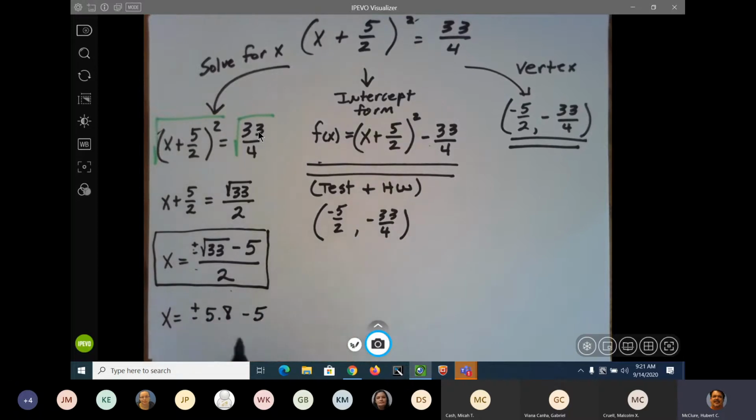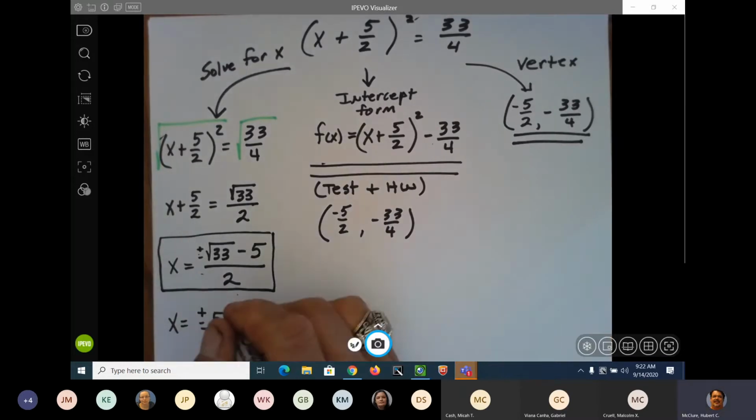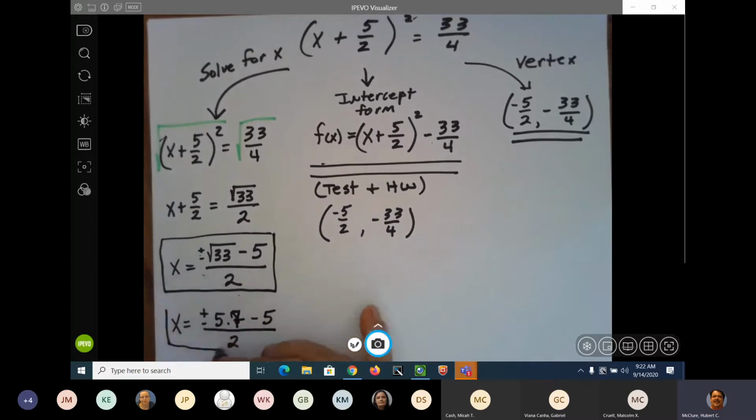Somebody check me and tell me what the square root of 33 is, so I can make a note if I missed it. What's square root of 33? Somebody tell me. 5.74. Well, I'm off a little bit. I'm sorry. 5.7. Okay. That is approximate.